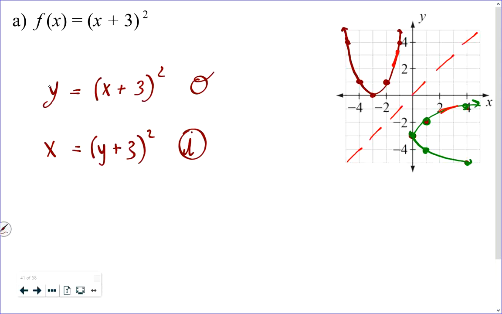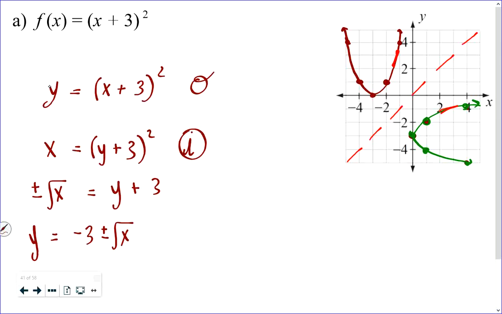So I take the square root, remembering, of course, that when I introduce a square root, algebraically I have to write plus or minus. So now I have y plus 3 equals plus or minus root x, which means that y is equal to negative 3 plus or minus root x.